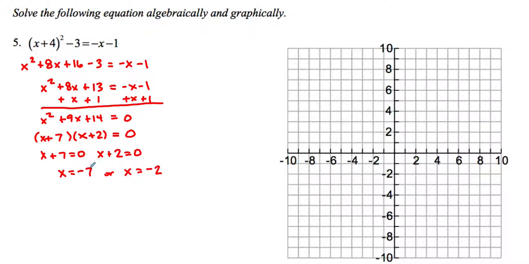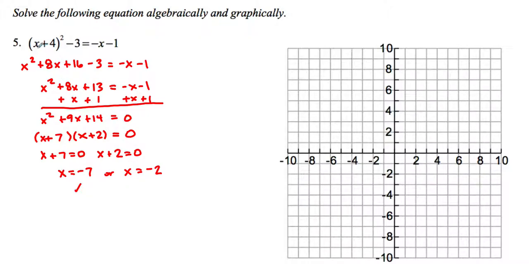So that looks like a pretty good solution there. If we plugged them back in, −7 plus 4 would be −3, squared would be 9, 9 minus 3 would be 6. And when we plug in −7 over here, the opposite of −7 would be 7, minus 1 would be 6. So this one checks out, that one works. And when we plug in −2, it's also going to end up working.